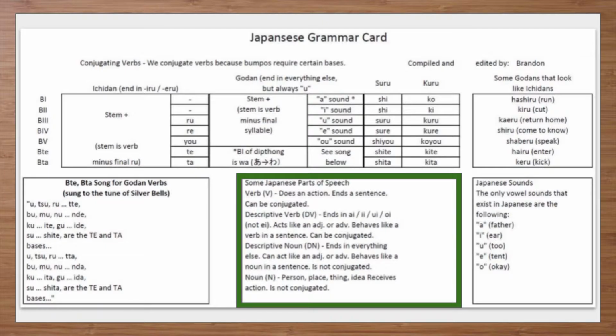Verbs end in sentences and can be conjugated. Descriptive verbs are pretty much adjectives that act like verbs. Descriptive nouns are words like nouns in the sense that they can't be conjugated. And finally, actual nouns.